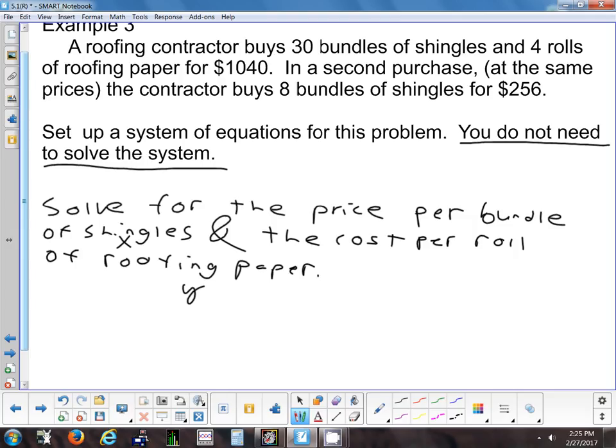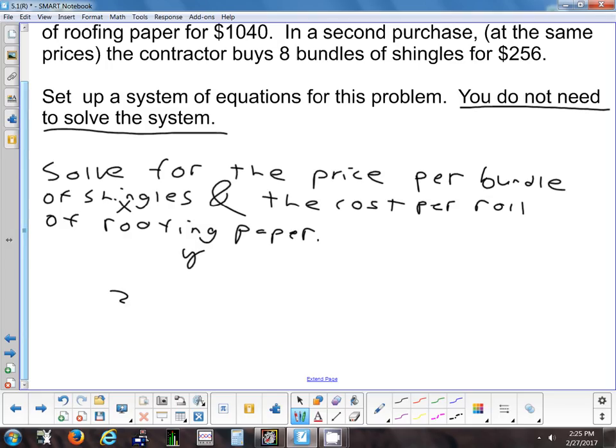How are we representing the cost per bundle right now for shingles? We don't have a number. We're representing it as X. So we're going to take the number of bundles that he buys times the cost per bundle. Okay, we don't know the cost right now, but that's what we would figure out if we were going to solve it.